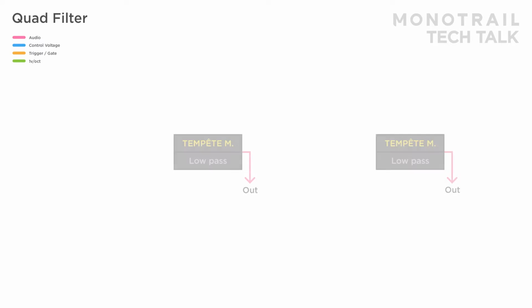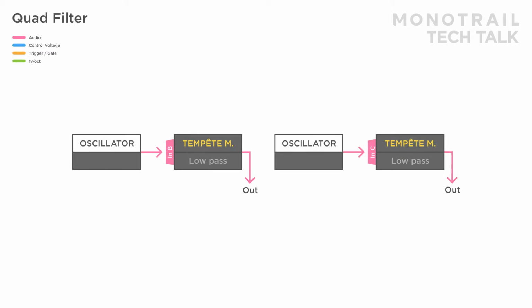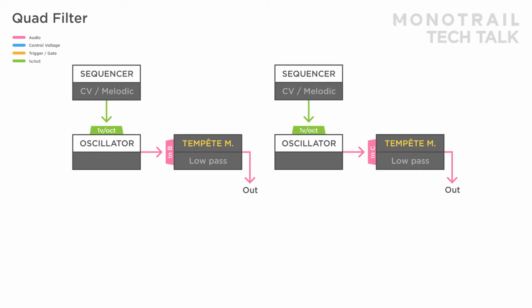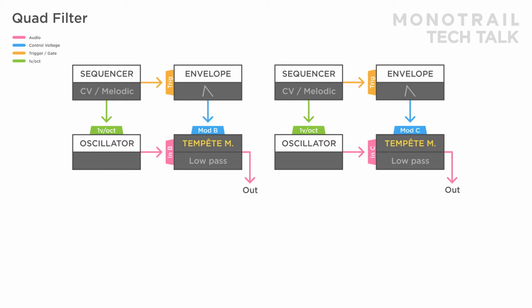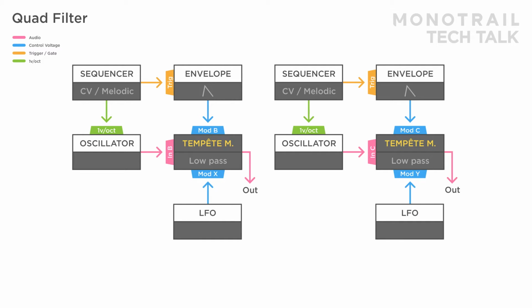You can use all filters for independent voices. Here, filter B and C are used with sequencer, oscillator and envelope. Because only two filters are used, two LFOs can be added, modulating the mod X and Y input to add some extra movement.